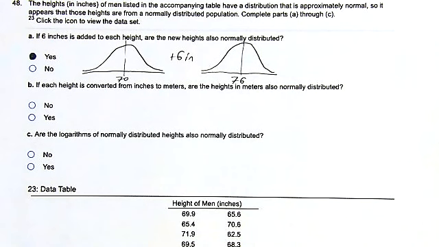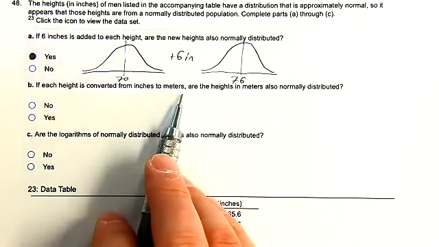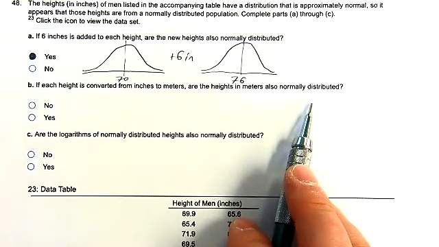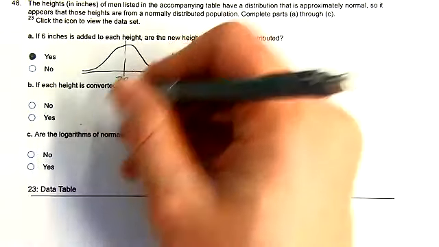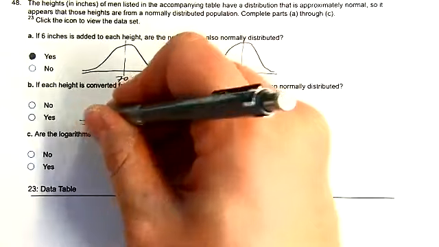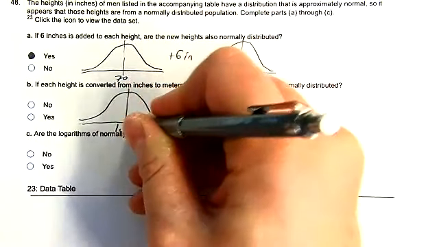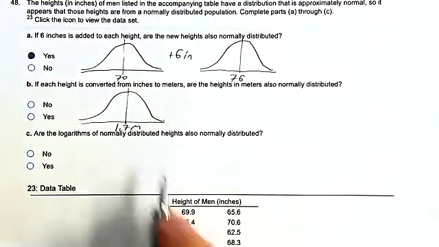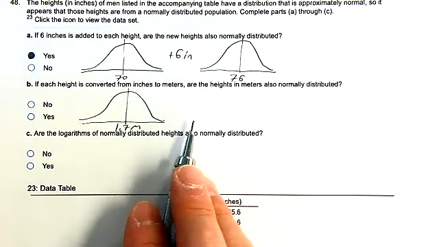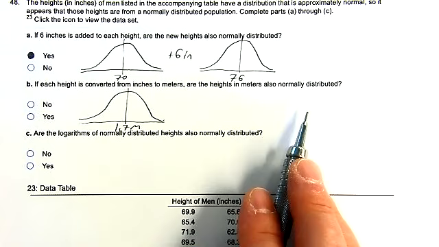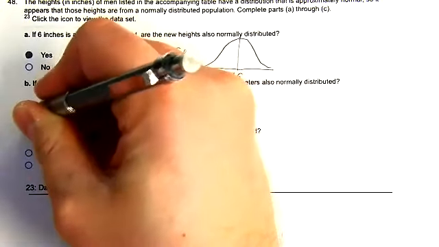Okay, the next one says, if each height is converted from inches to meters, are the heights normally distributed? So it's 70 here, then they change it to meters, and now the center is at 1.7 meters. Does that change the shape? No. So units also don't change the shape. So it will still be normally distributed.